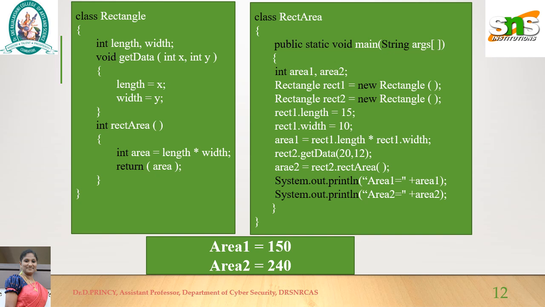When I display the result using the first object, it returns 150, and when you call the method using the second object, the area value is 240.